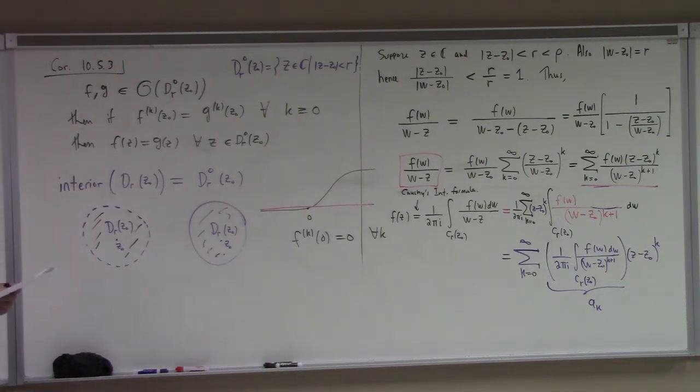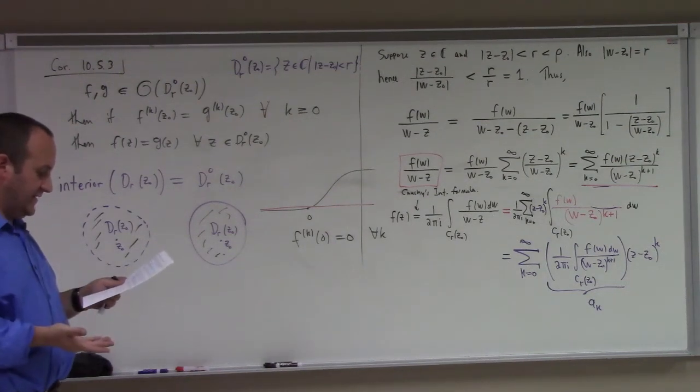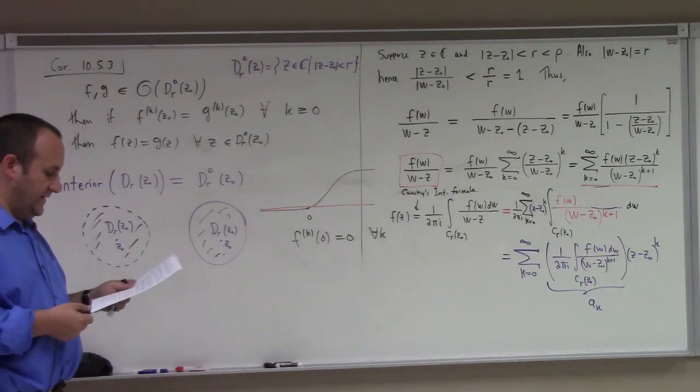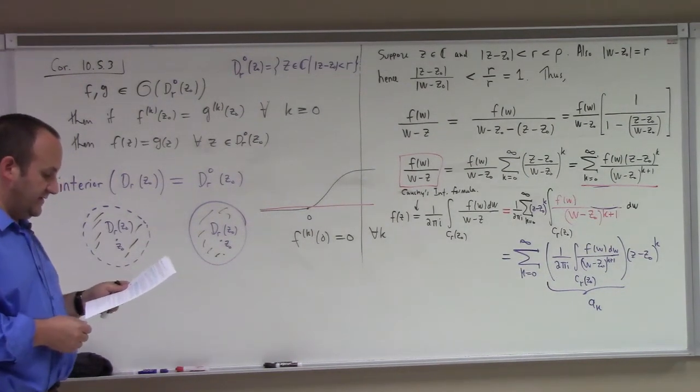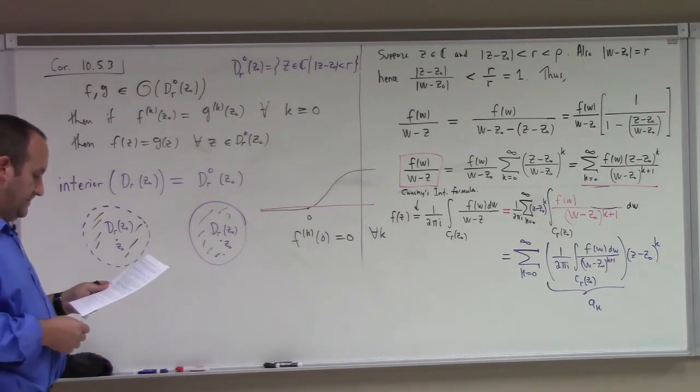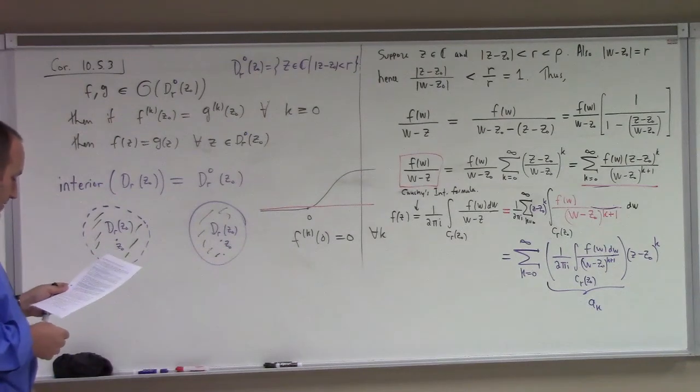Corollary 10.54 says, if you have a function which is analytic at z0, with power series expansion centered at z0, then the radius of convergence of the power series is the largest number r such that f of z extends to be holomorphic on the disk. Let's see here.